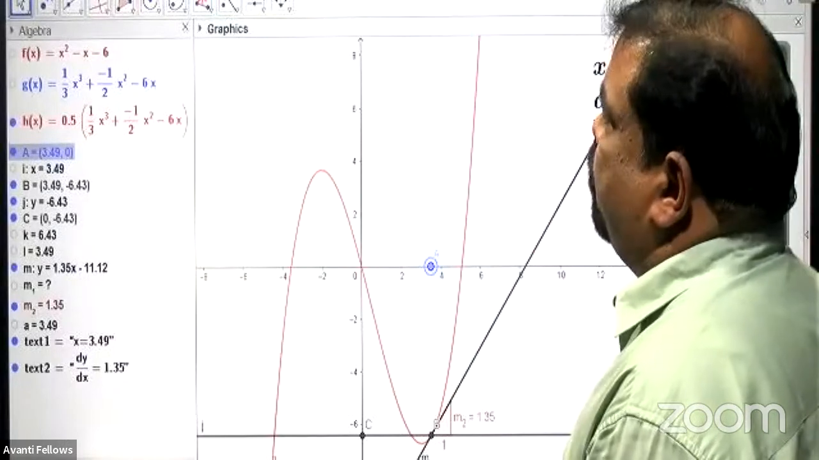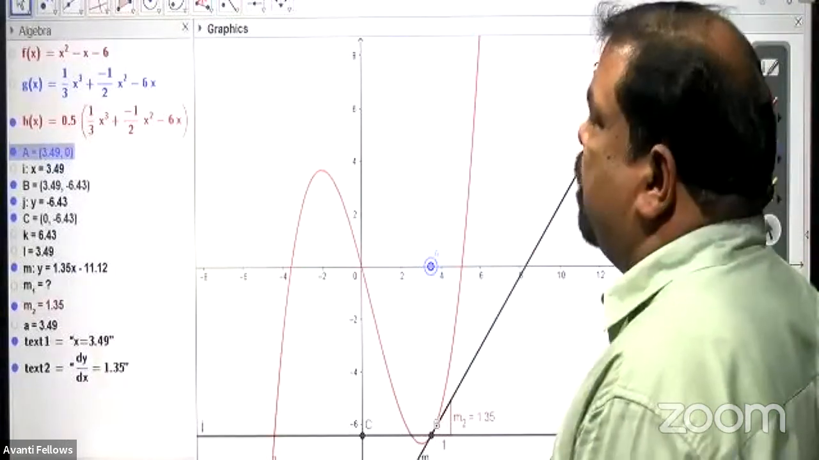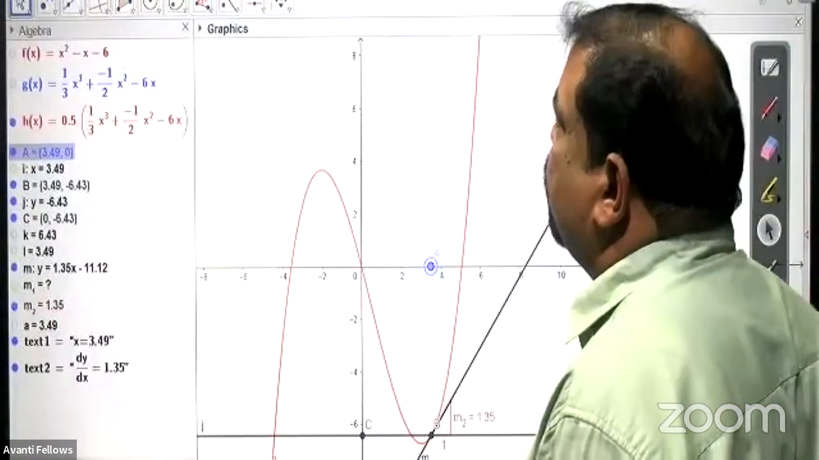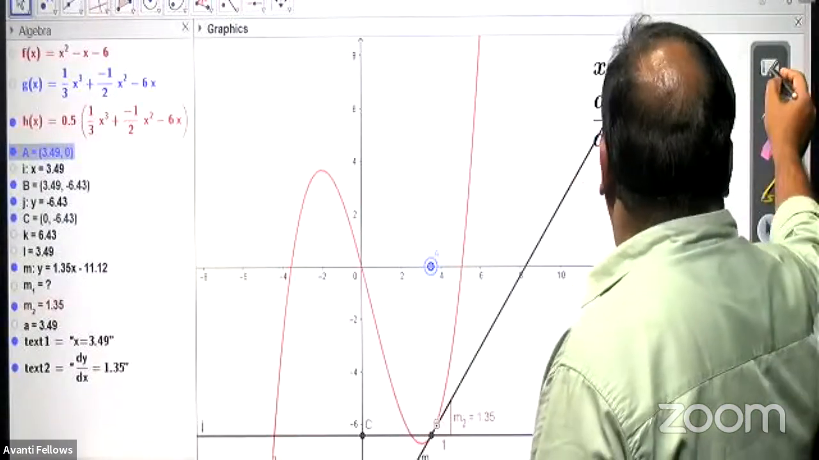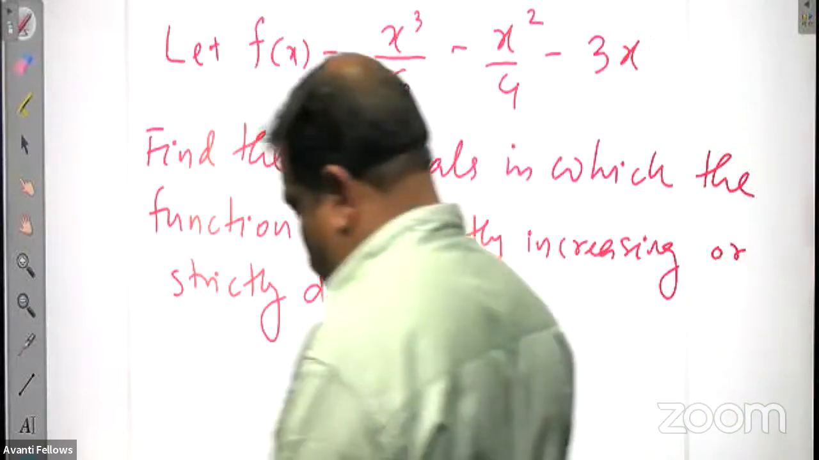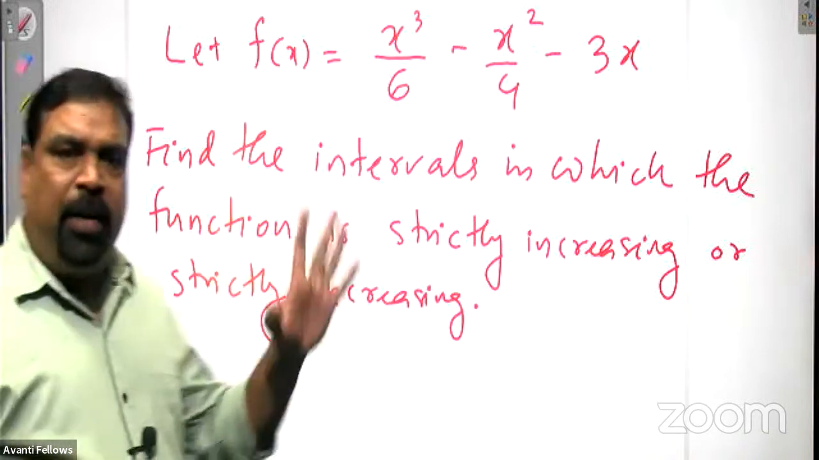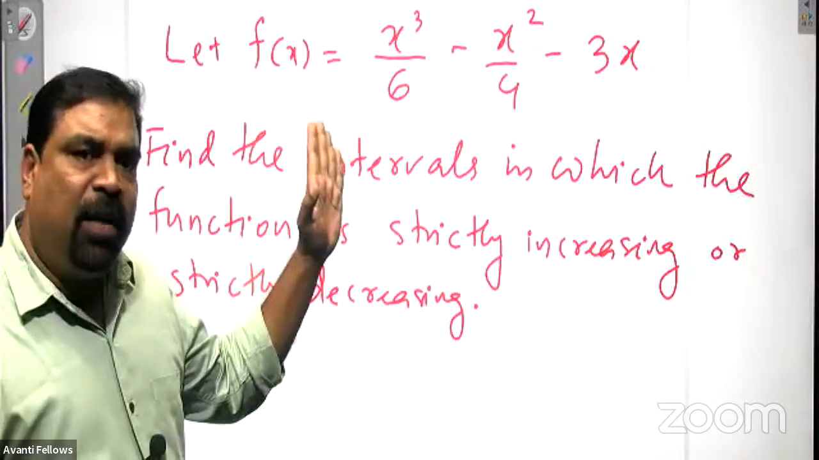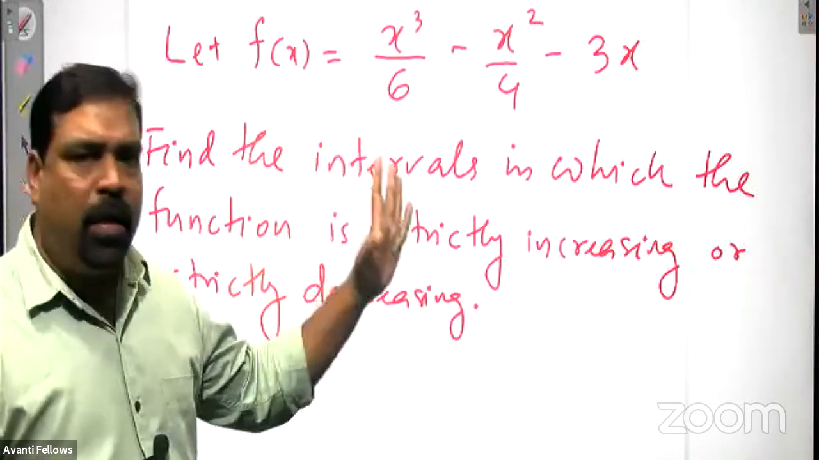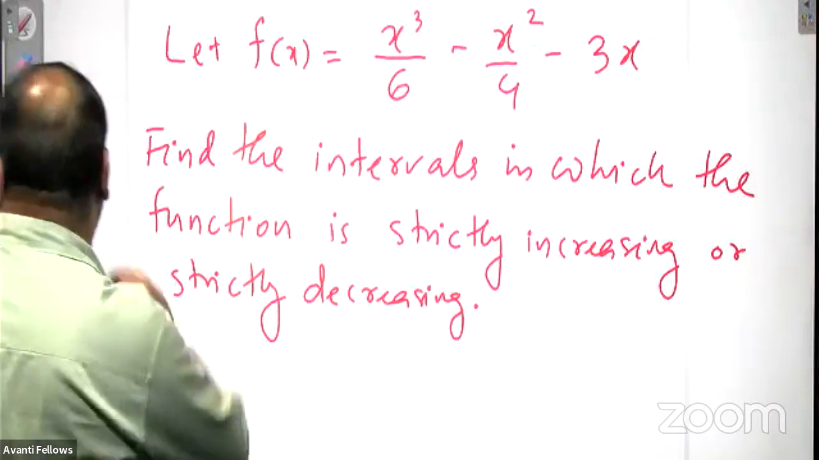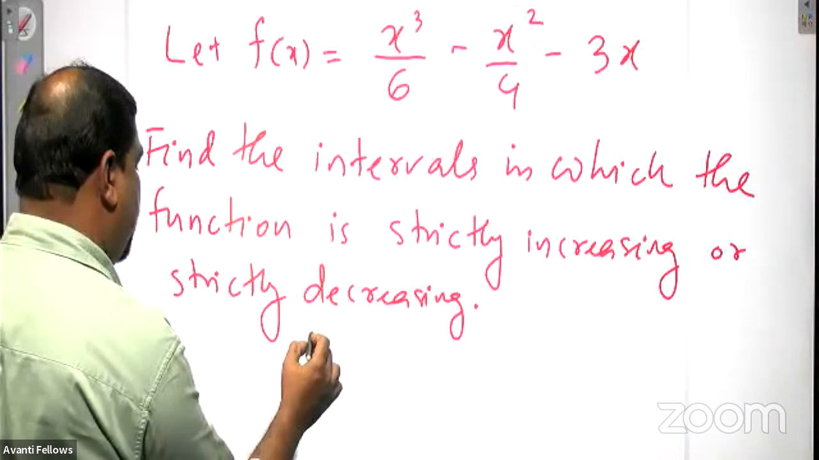x cube by 6 minus x square by 4 minus 3x. So this is our function. We have to find the intervals where this function increases and where this function decreases. So what we have to do? First, we have to find the derivative.